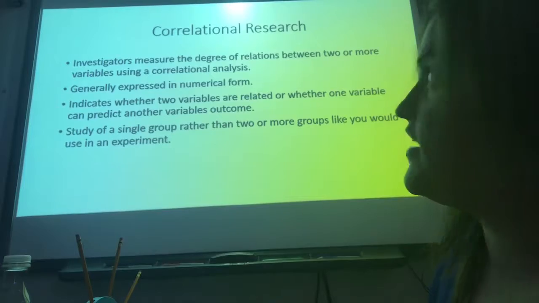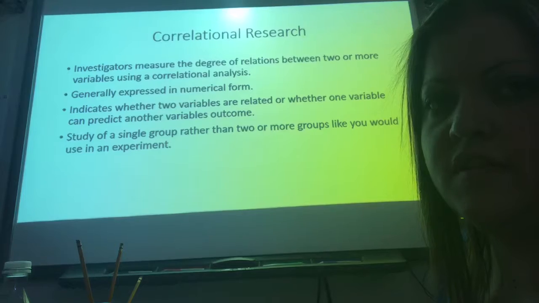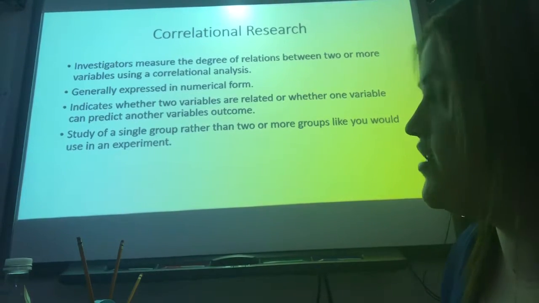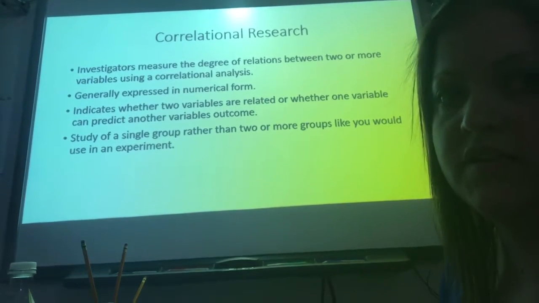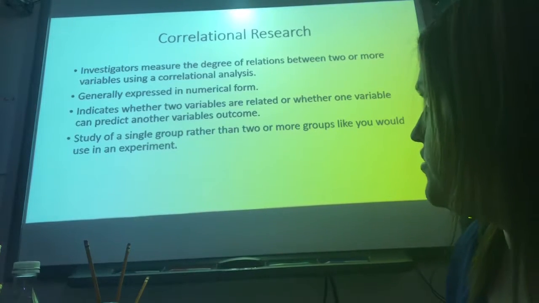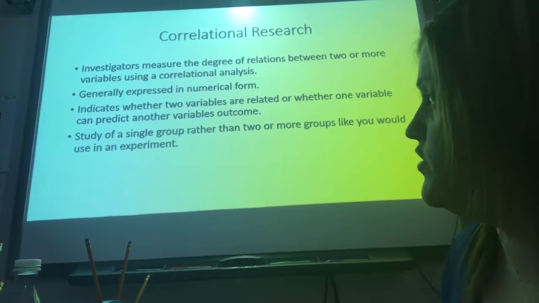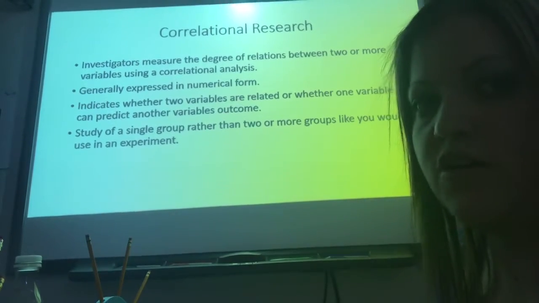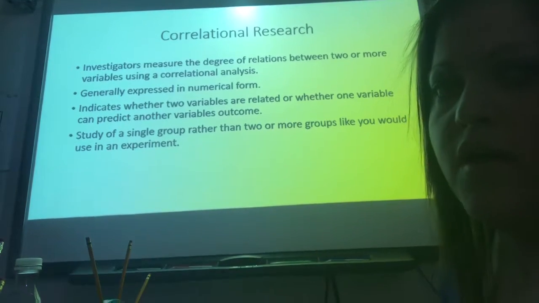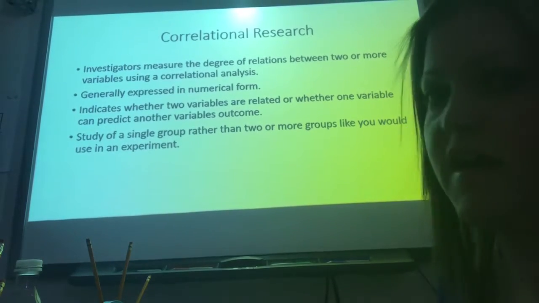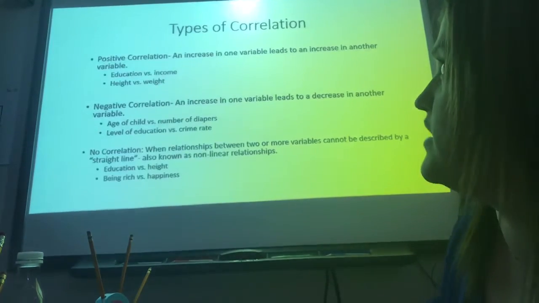A lot of investigators measure the degree of relations between two or more variables using a correlational analysis or a correlational study, and it's generally expressed in numerical form. It's generally expressed with a set of data, in numbers. It indicates whether two variables are related or whether one variable can predict another variable's outcomes. And I'll give examples of that shortly. It is beneficial because it's a study of a single group rather than using two or three groups at a time like you would in an experiment. So like I said, they're related, but they're different, if that makes sense.